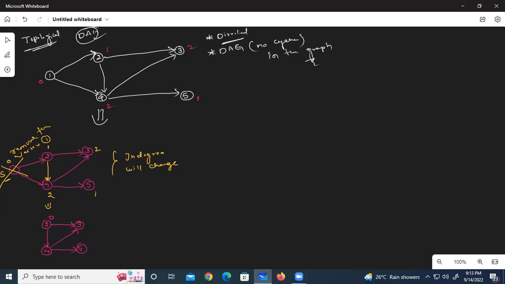Now see here. What is the in degree of 3? Basically 2 you are getting. Again, what is the in degree of 4? Before you were getting 2, because of 2 minus 1, it is gone. That is 1 only now. What is the in degree of 5? That is 1 only. This is the new graph. Please understand.